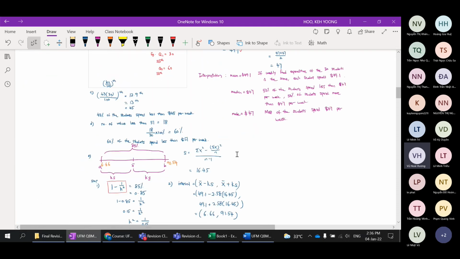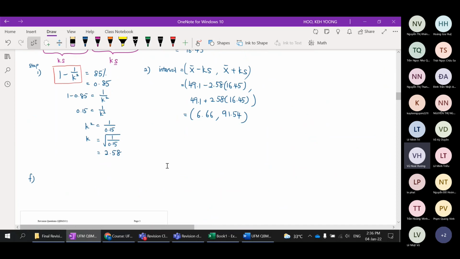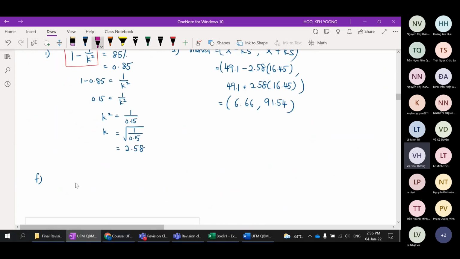Okay, I think I drew it too big already. So for this one, you have your mean right now, 49.1, and the interval given to you is 16.2 and $82. So how many percent of the students have the food expenditures between 16.2 and $82?